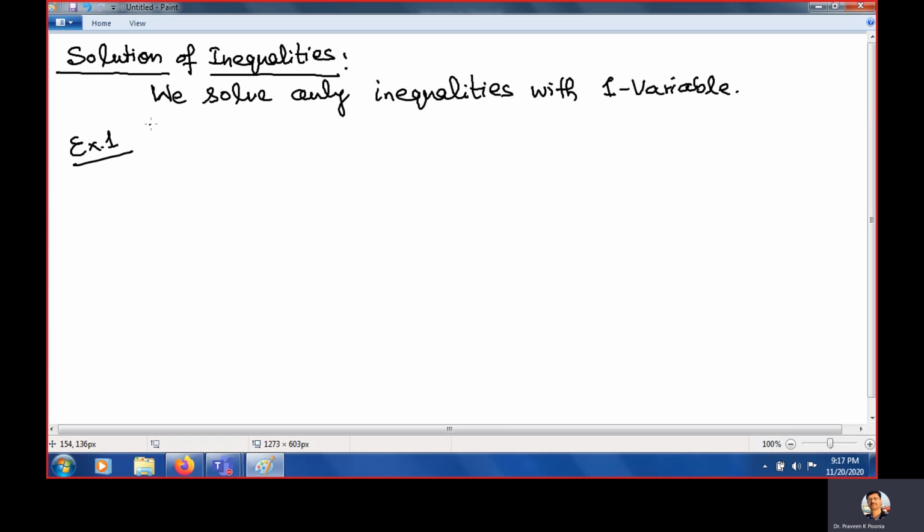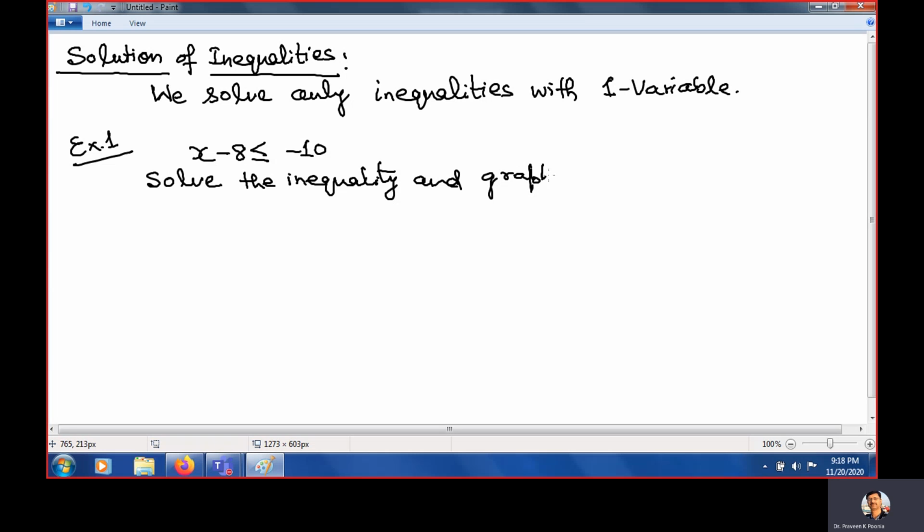If we take example number 1, the question is x minus 8 less than or equal to minus 10. This is the question. So what you need to do? You need to do two things: solve the inequality and graph the answer. Two things you need to do in every question. You need to solve and you need to graph.